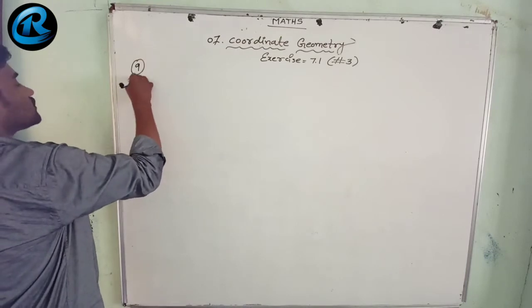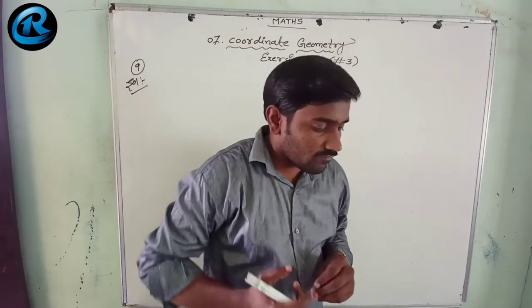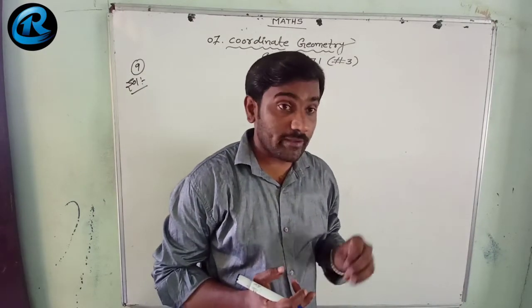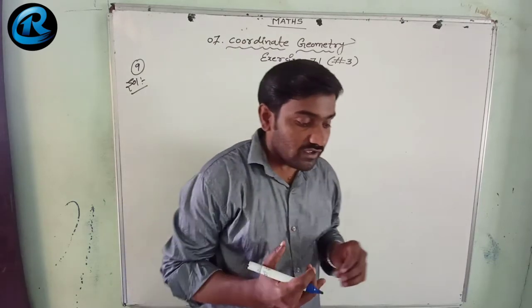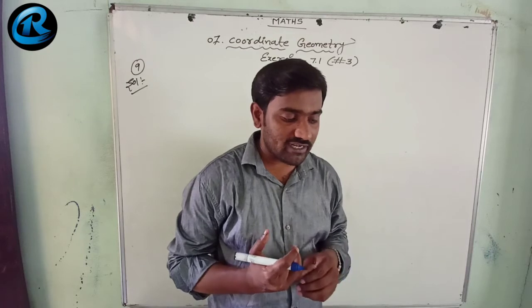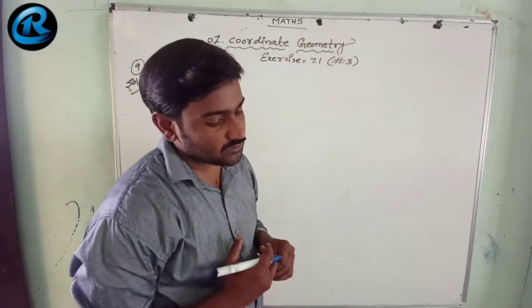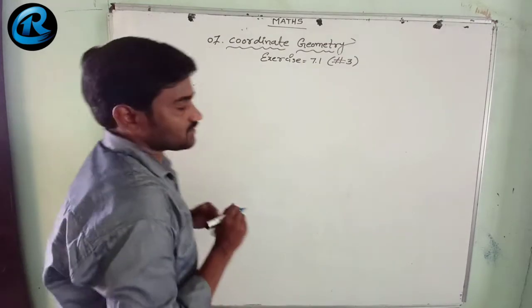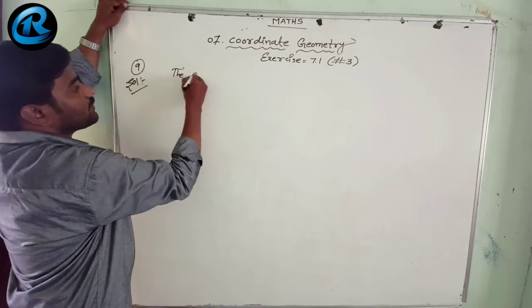Question number 9, solutions. Find the point on x-axis which is equidistant from the points 2 comma minus 5 and minus 2 comma 9. Equidistant. So there are given points.